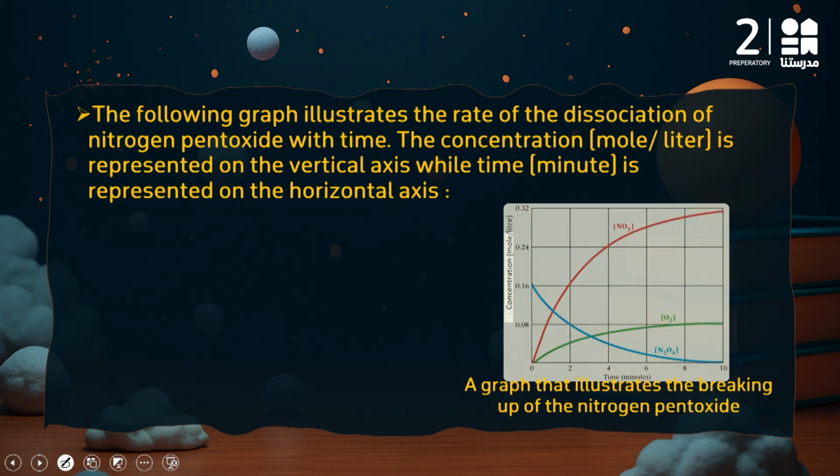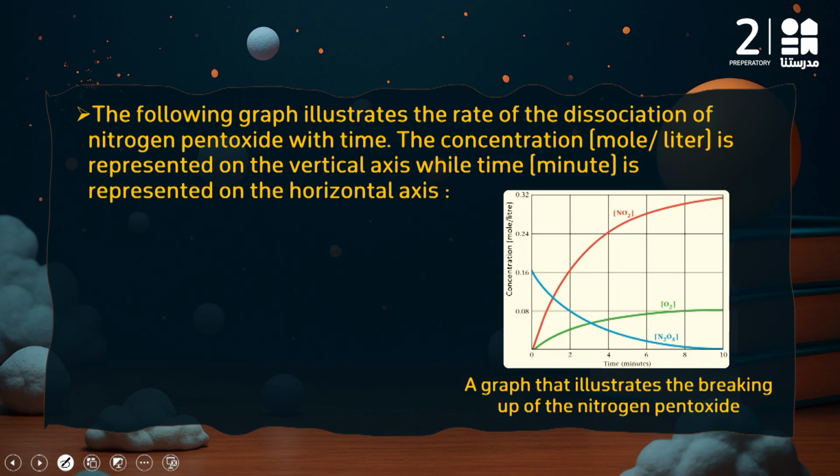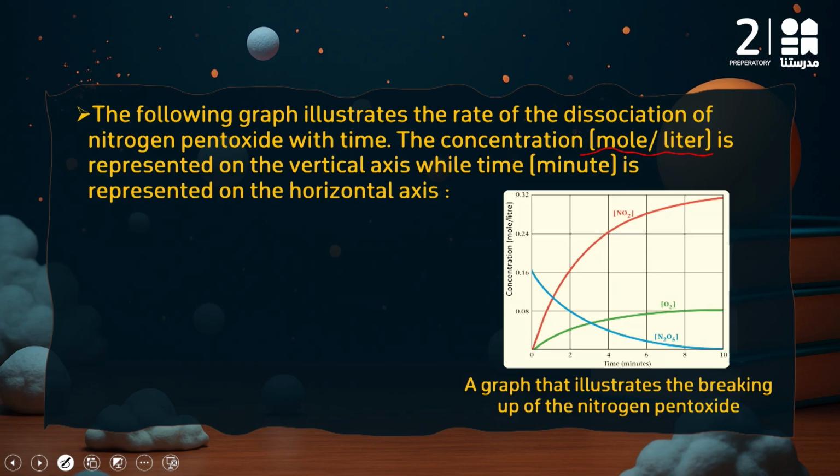Okay. The following graph illustrates the rate of dissociation of nitrogen pentoxide. Dissociation means decomposition with time. The concentration, its measuring unit, is mole per liter. Again, the measuring unit of concentration is mole per liter. You were asked about it in an exam before. The concentration is represented on the vertical axis, while time per minute is represented on the horizontal axis.